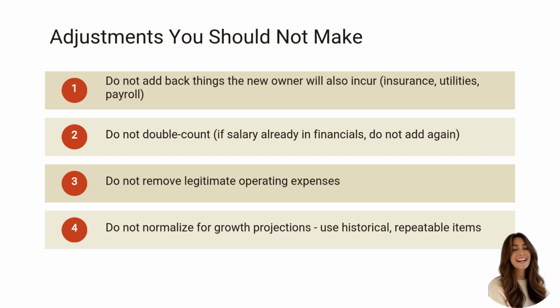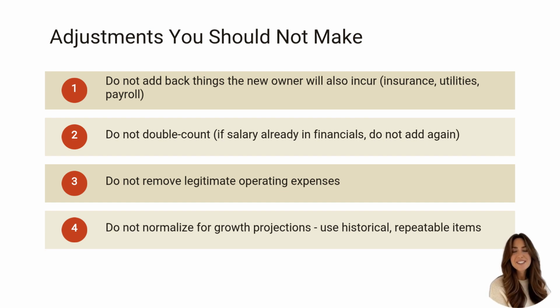You adjust for items that are owner-specific or non-recurring, but you do not add back things that are legitimate operating expenses. Rent is real. Utilities are real. Employee payroll is real. Insurance is real. These stay on the P&L. You are not trying to make the business look better than it is. You are trying to make it honest.